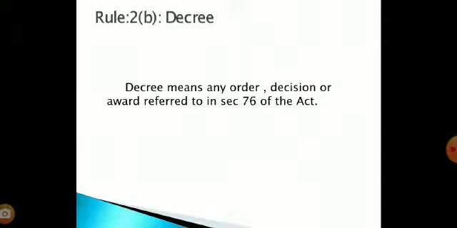Rule 2 rule B, Decree means any order or decision or award referred to in section 76 of the Act. In case of the settlement of the dispute of a cooperative society, the cooperative arbitration court issues an award. That means കോടതിയുടെ വിധിക്കാണ് അവാർഡ് എന്ന് പറയുന്നത്. ഒരു കേസിൽ കോടതി പുറപ്പെടുവിക്കുന്ന ജഡ്ജ്മെൻറ്റിന് ഡിഗ്രി എന്ന് പറയുന്നത്.